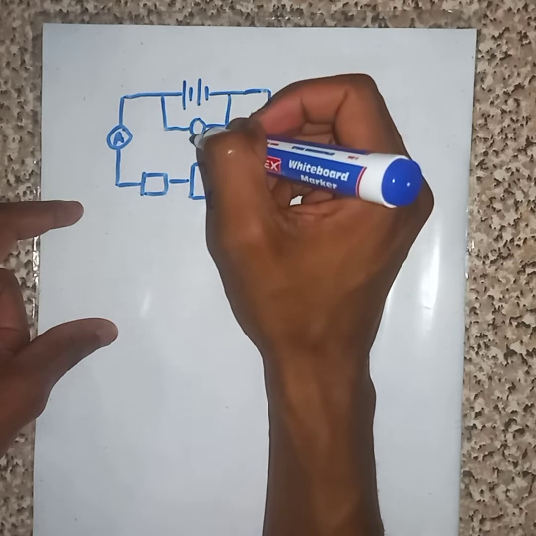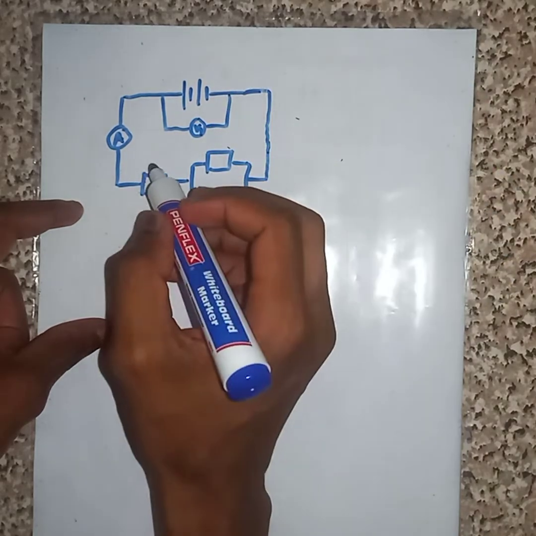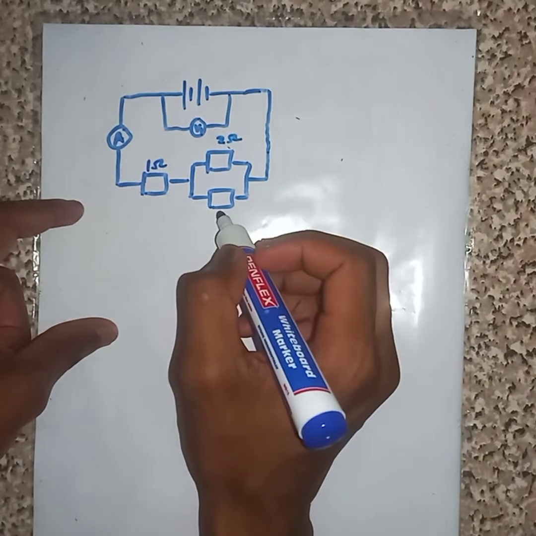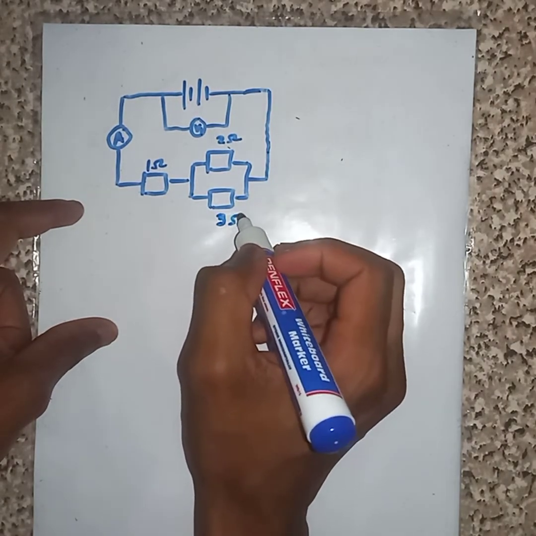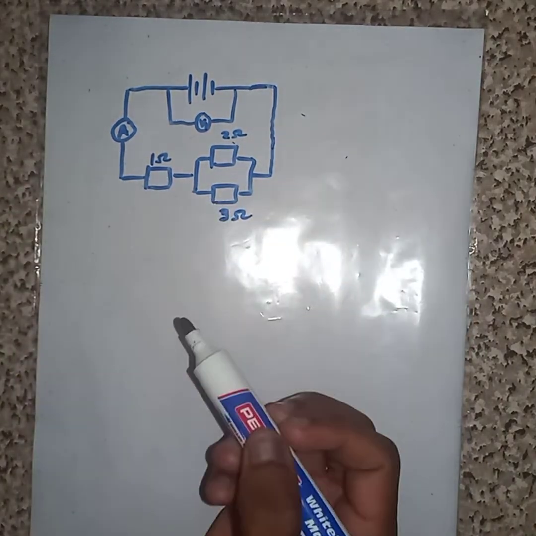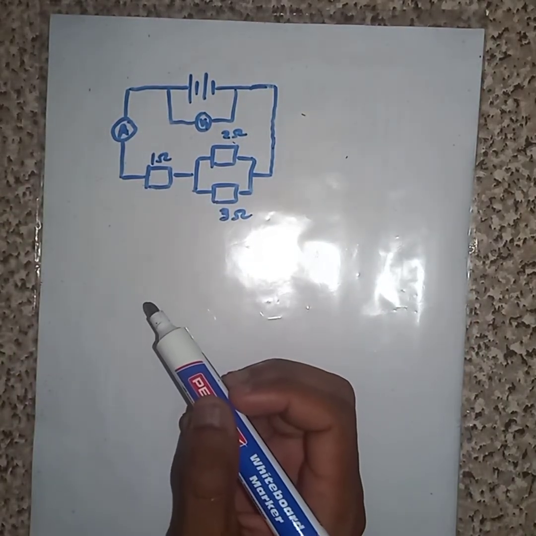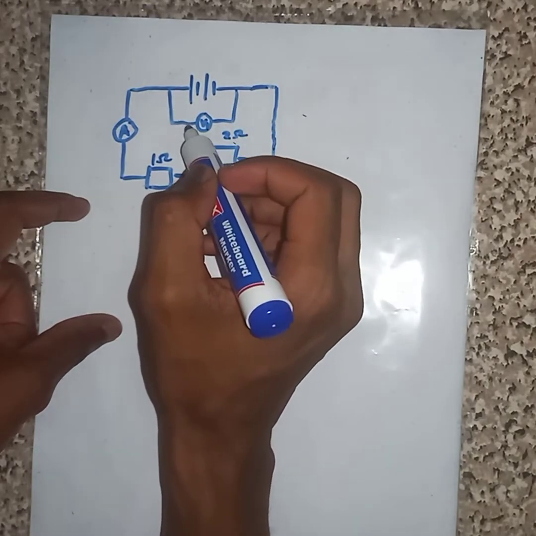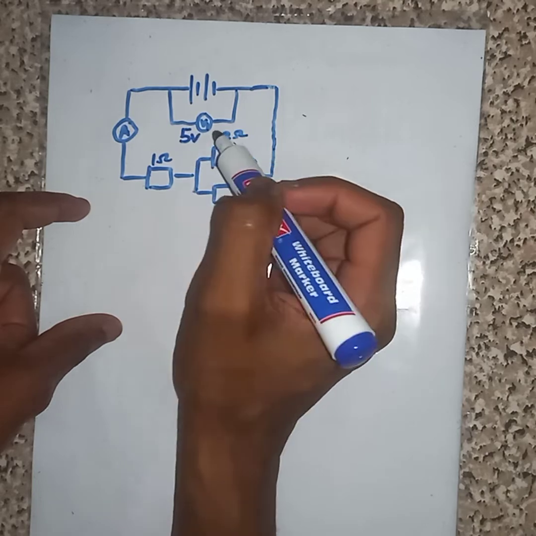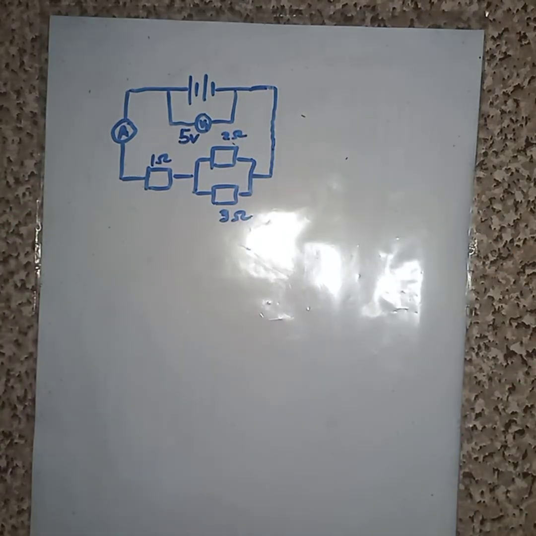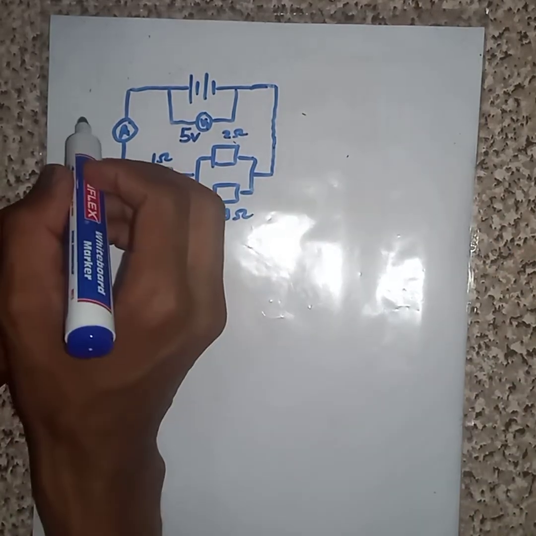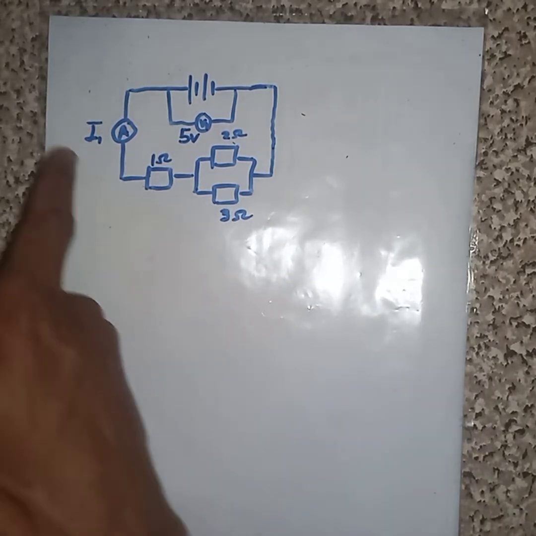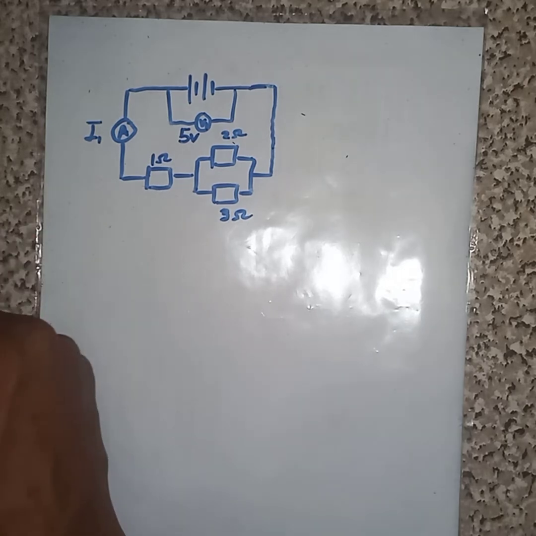Then I have, let's say, V1. Let's say it's 1 ohm, 2 ohm, and we have 3 ohm. Somehow, let's say our voltage there is, let's say, 5 volt. Then I ask you this question: find the current, let's say I1. How are you going to determine I1?